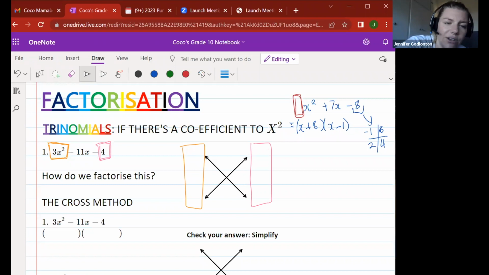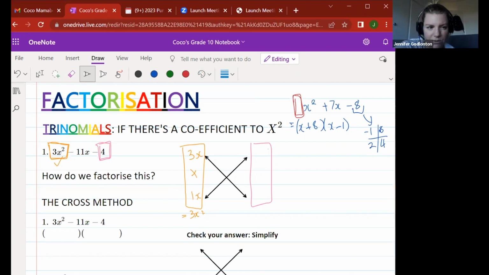So let's have a look at our 3x squared. First of all, we know we have to have an x and an x, because x times x gives me x squared. What 2 numbers can I multiply together that would give me 3? 3 and 1. Beautiful. If we test that out, 3x times 1x gives me 3x squared. That's what I want. Great. Perfect start.